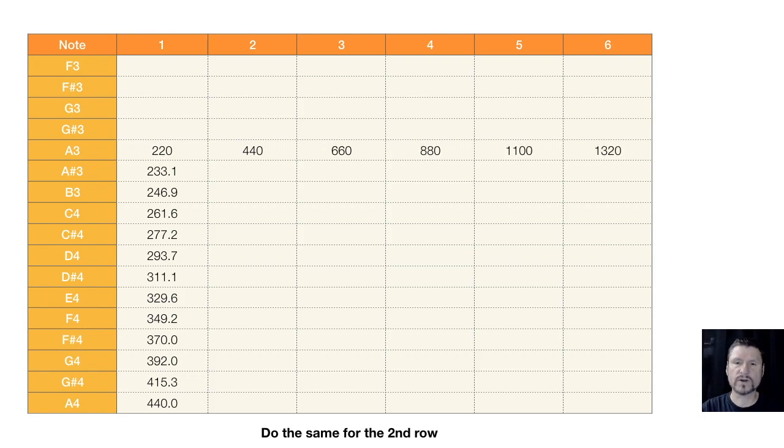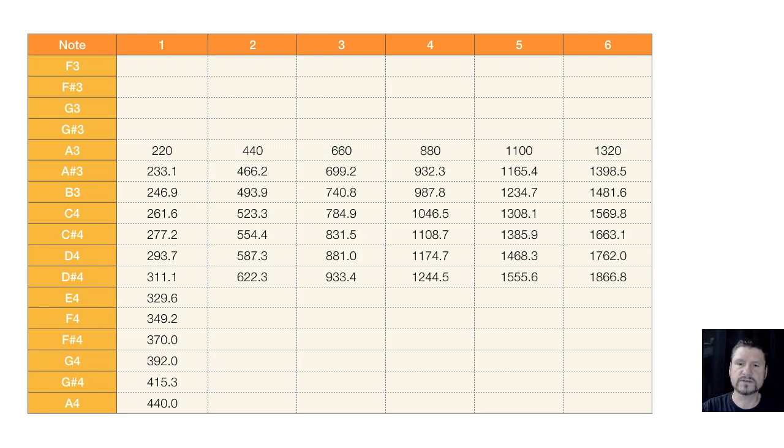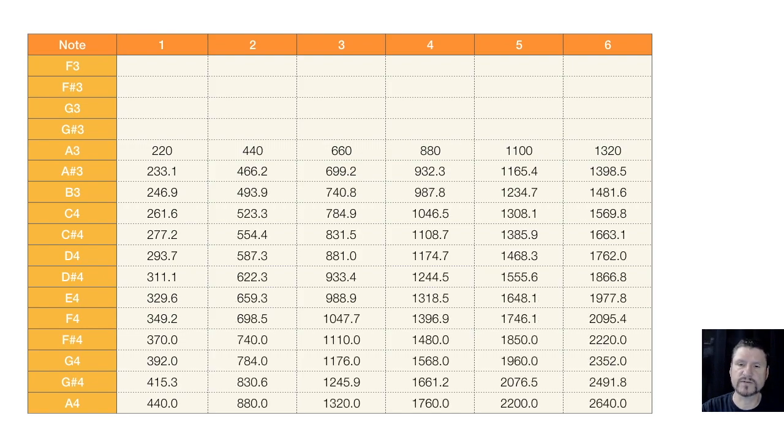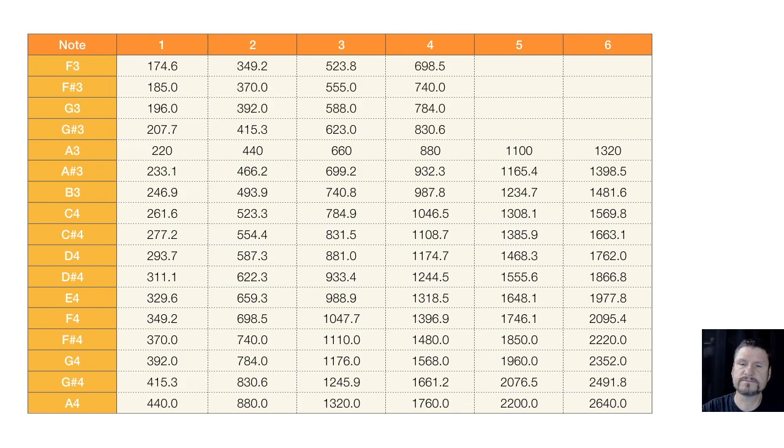Now, what about the other ones? You do the same thing. Multiply the fundamental frequency by the partial number. And there you go. Now for all the rows, we get all the partial frequencies of these notes. And let's just do the same for the lower notes below A3 and their partial frequencies.